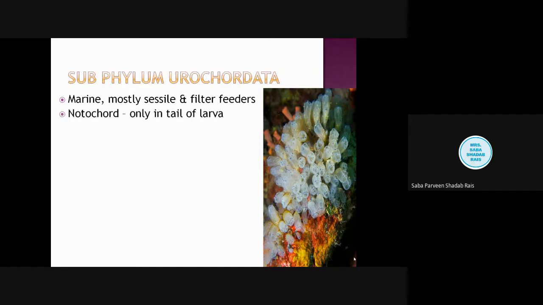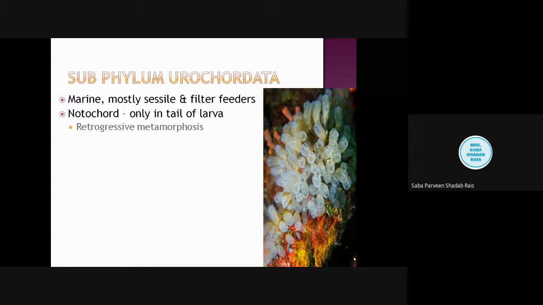Notochord, as the name suggests, is present only in the tail region and only at the larval stage. Retrogressive metamorphism. Note down this term. Retrogressive metamorphism means the larval form, if you see, has more advanced characters than the adult stage.